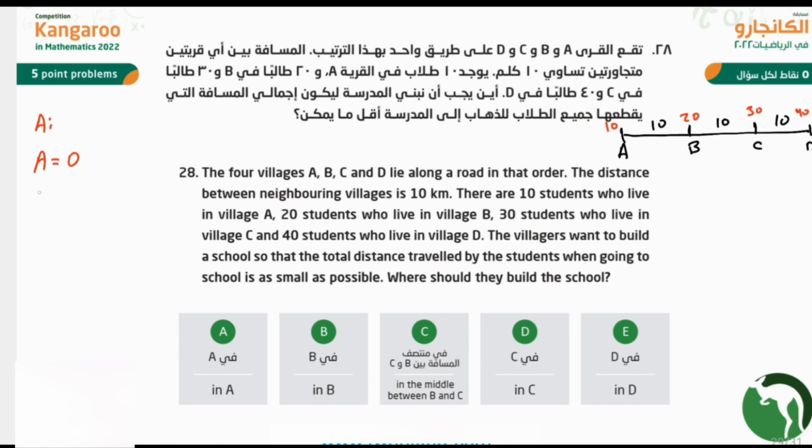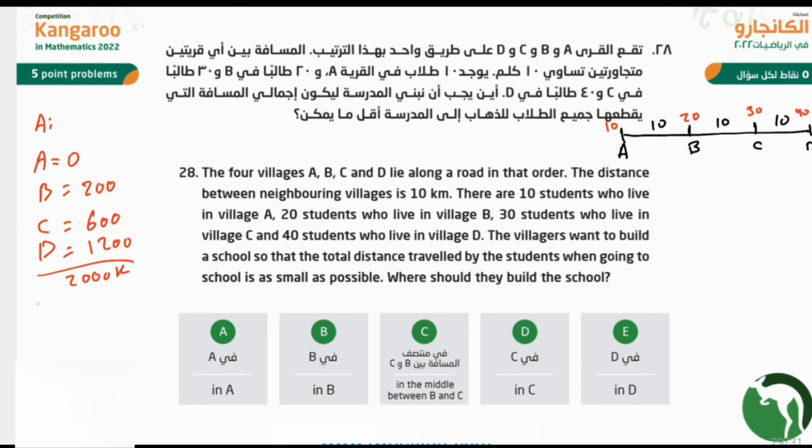Now for B, we have 20 students and they will cross 10 kilometers, so we will have 200 kilometers. And for the students in village C, we have 30 and they will cross 20 kilometers, so we will have 600 kilometers. And now for D here, we have 40 students and they will cross 30 kilometers, so we will have 1,200 kilometers. So in total, we will have 2,000 kilometers.